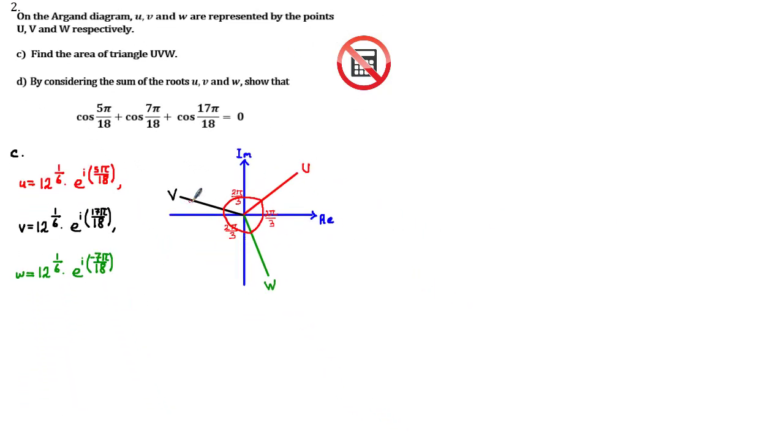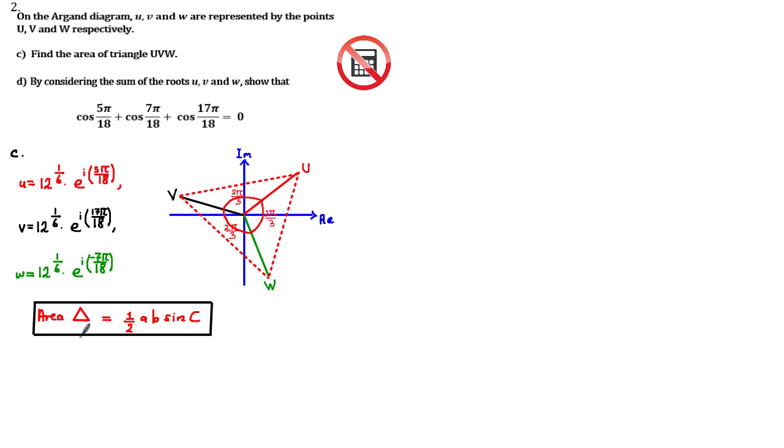Now we need to find the area of this triangle, UVW, and you should notice that there are 3 congruent triangles within this triangle, UVW. Now if we choose any triangle, say this one, since we have the length of 2 sides and the angle between them, we can find the area using the formula. The area of a triangle is equal to a half ab sine C, where a and b would both be equal to the 6th root of 12 and C would be equal to 2 pi over 3.